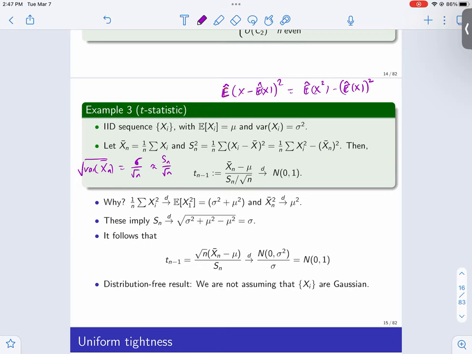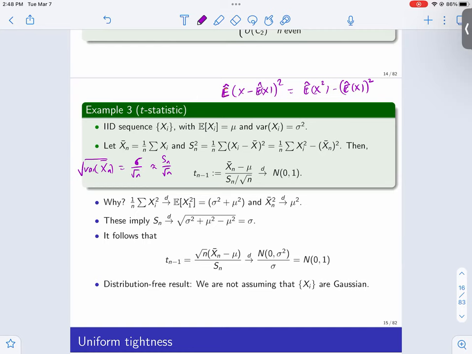Under the Gaussianity assumption, if the underlying distribution is Gaussian, this is going to have exactly a t distribution, with n minus one degrees of freedom. What we're going to show is that asymptotically, this is going to converge to a normal distribution, no matter what the underlying distribution is. You can use the techniques that we use to show that this t statistic converges to a normal distribution. So let's see how that works.